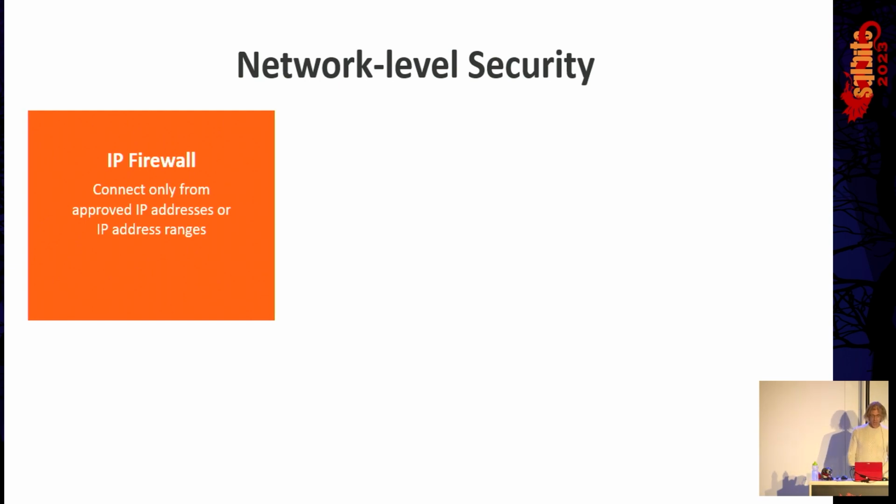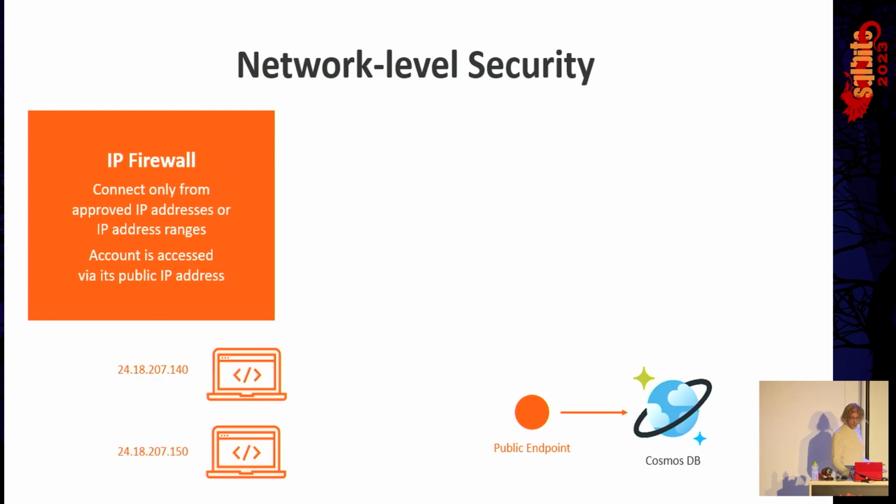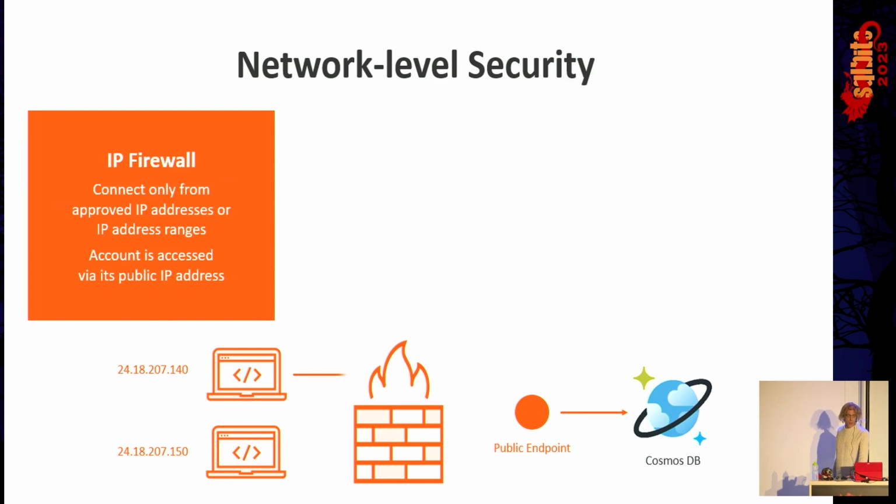You approve a set of IP addresses or a range of IP addresses, and only those IP addresses are allowed to flow through the firewall and hit Cosmos DB, which is still being exposed via its public endpoint at this stage. So Cosmos DB exposes a public endpoint, and you have two clients with public IP addresses, but you have set up the firewall, and you've only approved the IP address of the first client, so that traffic is allowed to flow through the firewall, but you have not approved the IP address of other clients, and so they are blocked by the firewall.